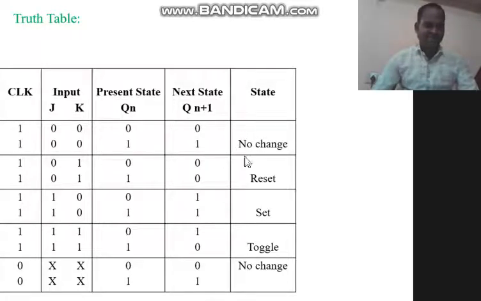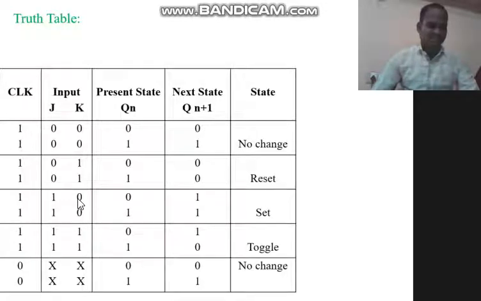In the SR flip-flop also, this row is the same as in the JK flip-flop. Now if J value is 0 and K value is 1, with present state 0, next state is 0. If J is 0 and K is 1, with present state 1, next state is 0. Whatever the present state, the next state value is 0, so this state is called the reset state.